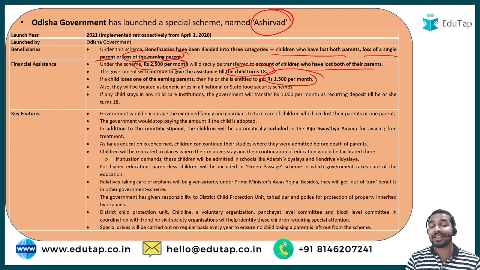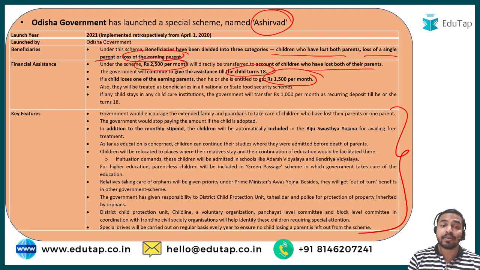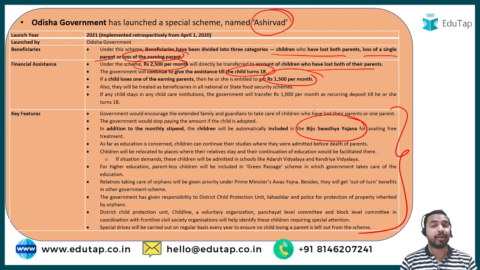So we will not be discussing the whole scheme here, but you can see some other important key features about the scheme as well, and one of the most important is that in addition to the monthly stipend which will be provided by the government, the children will be automatically included in the Biju Swasthya Yojana for availing free treatment. And please, all of you are requested to tell me in the comment section below what exactly this Biju Swasthya Yojana is, what are its targets, and what is the objective and the other important key features of this Biju Swasthya Yojana. So please tell me this in the comment section below.